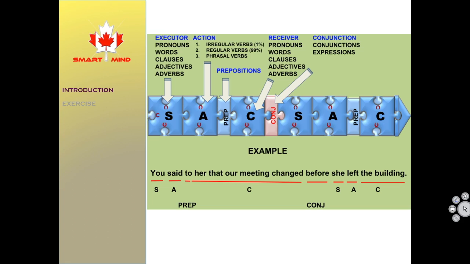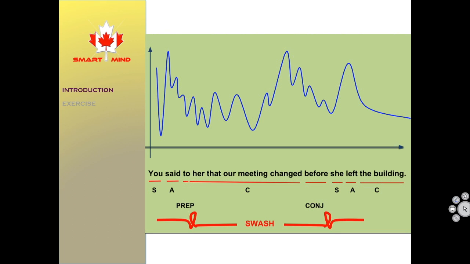Here is an example. You said to her that our meeting changed before she left the building. So we have two SACs and a conjunction. But remember, we have to give the right rhythm, the right pitch or intonation of the phrase. So when I say the phrase, I don't read word by word. I read the words connecting the sounds together. For example, you said to her that our meeting changed before she left the building.